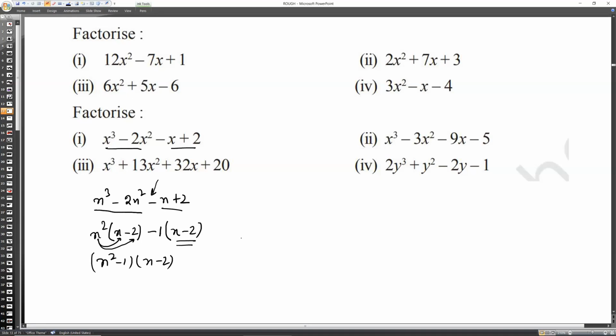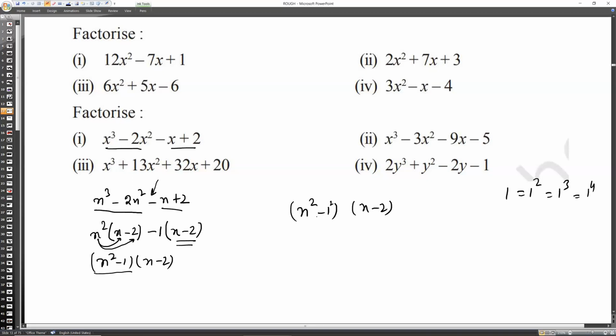Now this is important: when you have a cubic term, you have at least 3 brackets like this. So this can be written this way, but it can be further factorized. x square minus 1 can be written as x square minus 1 square, because 1 can be written as 1 square, 1 cube, or 1 raised to the power 4. 1 can be written in any power.